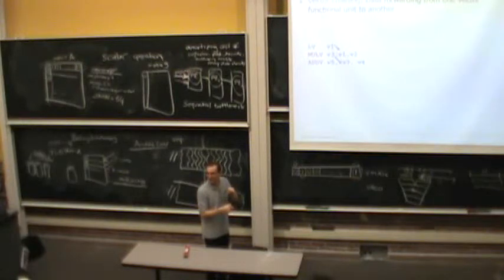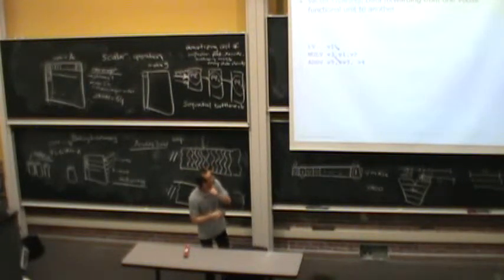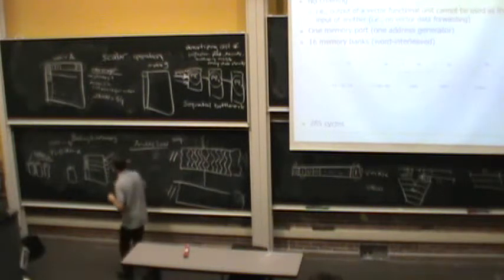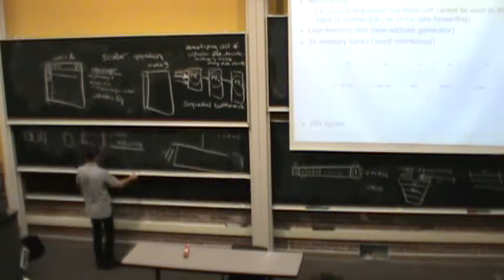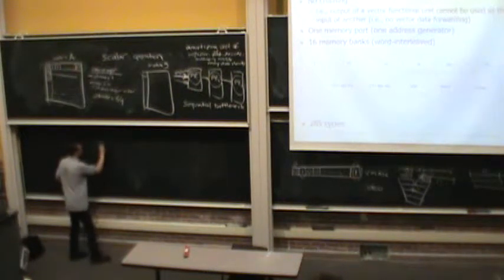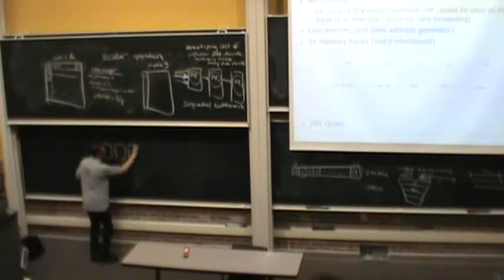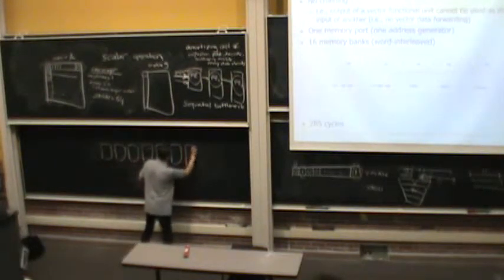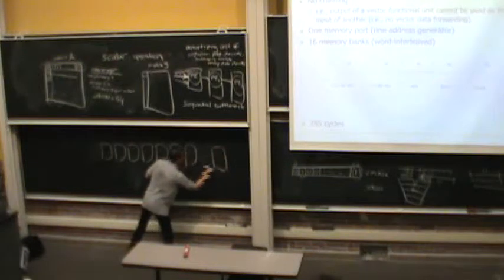Also, you said there's 16 banks, right? So what? There's 50 elements. Why isn't it like 50 divided by 16? Say it again? Why isn't it 50 divided by 16 accesses? Or is it because of the stride? Yes, stride is 1, right? So you have 16 banks.